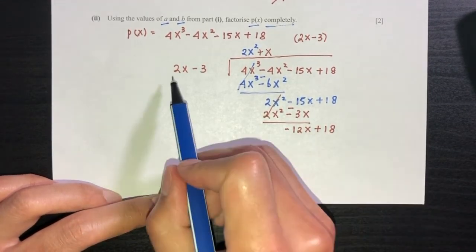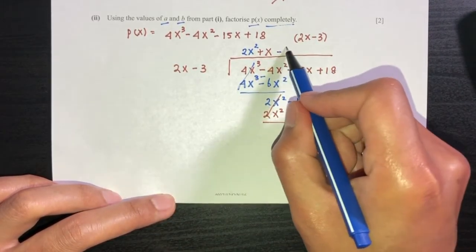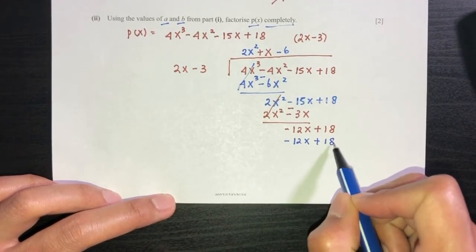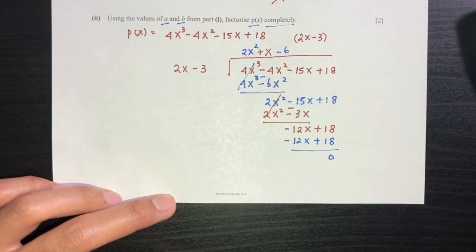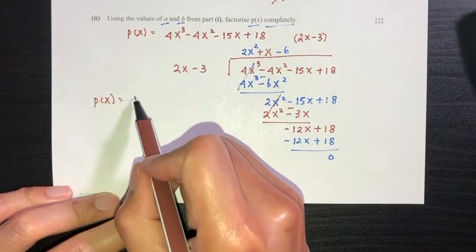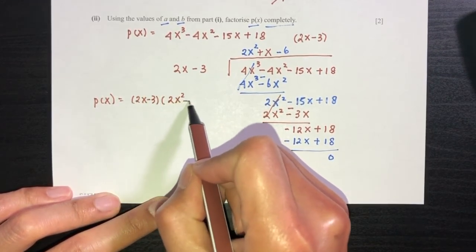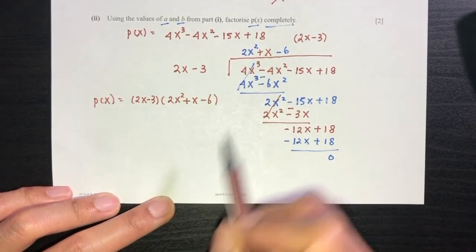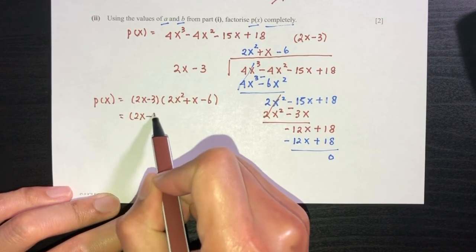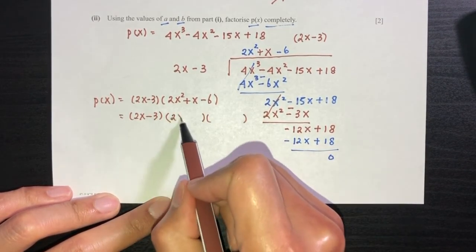Now how can you make 2x become minus 12x? You have to multiply by minus 6. That will become minus 12x plus 18. That will be 0. So from this you will have p of x is equal to 2x minus 3 times 2x squared plus x minus 6. Now let's factorize this. So this remains the same. This is 2x, this is x.